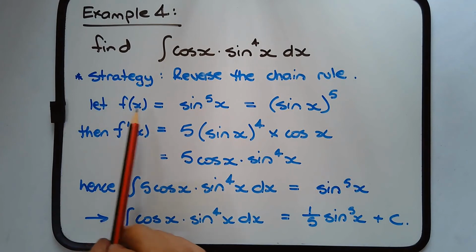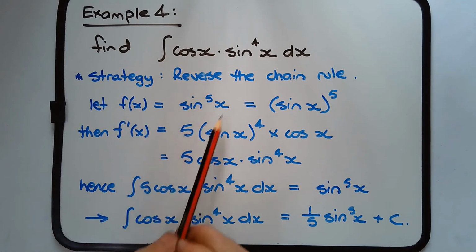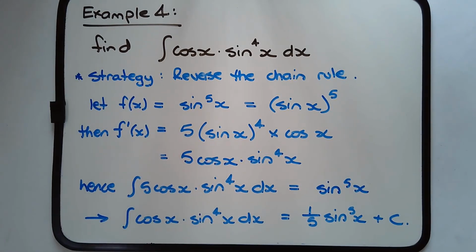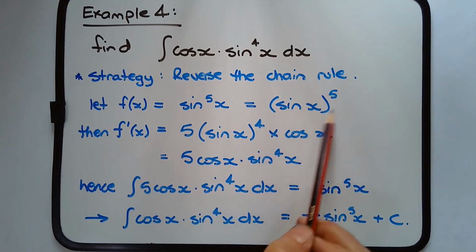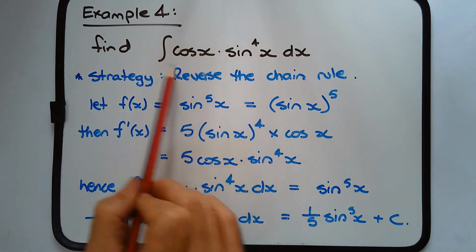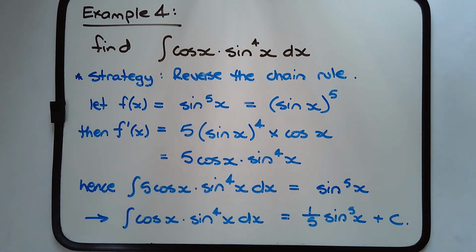So let f of x equal sine to the power of 5x. So we're assuming that the primitive function is sine to the power of 5x. And we can write that as sine x to the power of 5. Differentiating sine x to the power of 5, we get f dash of x is equal to 5 times sine x to the power of 4 multiplied by the derivative of the inside, which is cos x. So that equals 5 cos x times sine to the power of 4x. And we can see that this expression here is a multiple of the integrand.